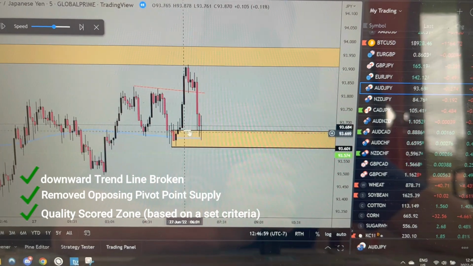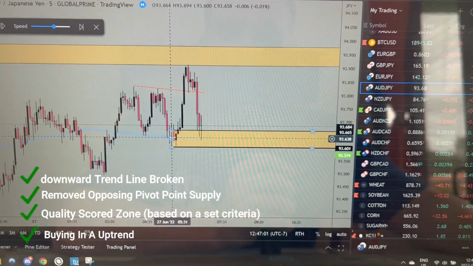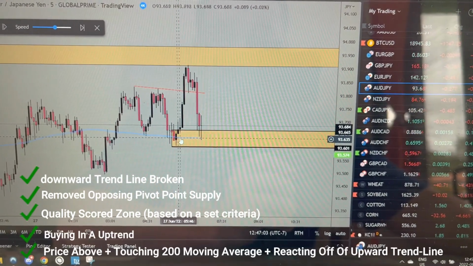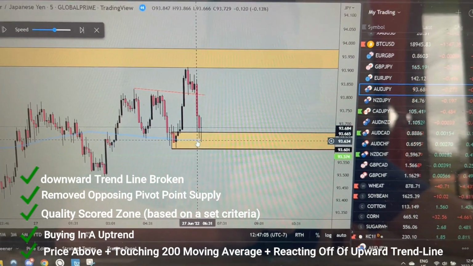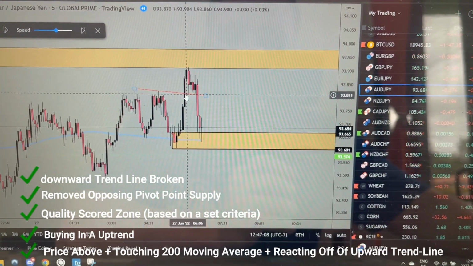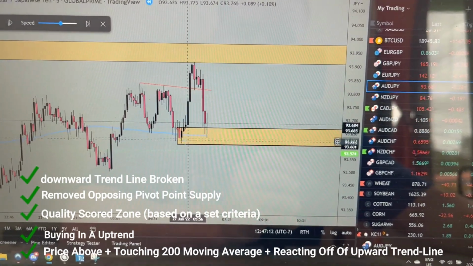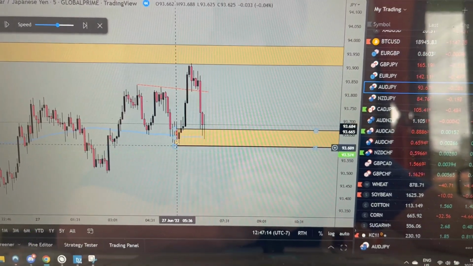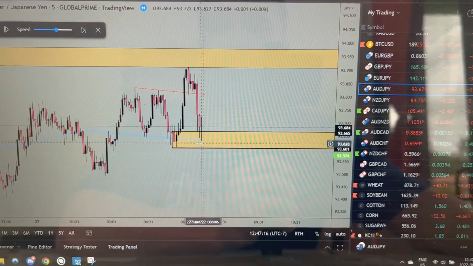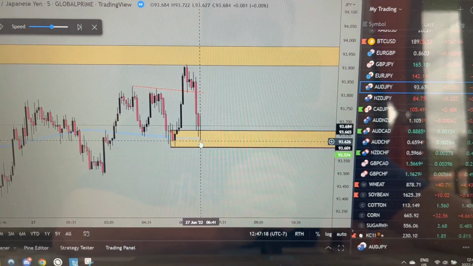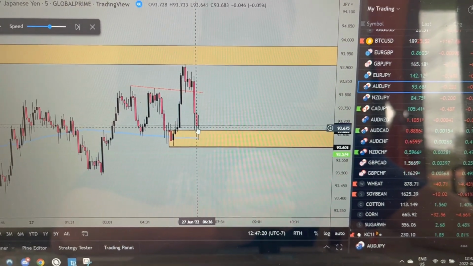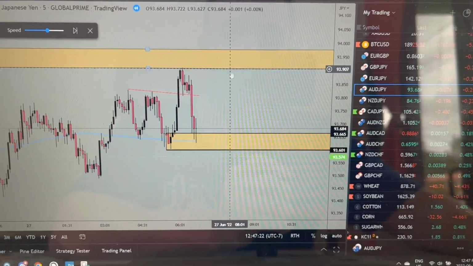We are in an uptrend. We also have price hitting and above the 200 moving average. So I have a bunch of things. I'm breaking trend, I'm removing supply. It's a very good quality score of a zone based off of a set of criteria. We're above the 200 moving average. We're reacting off of the 200 moving average, price coming straight down into it. There's a bunch of things, and that's basically what you're trying to do.